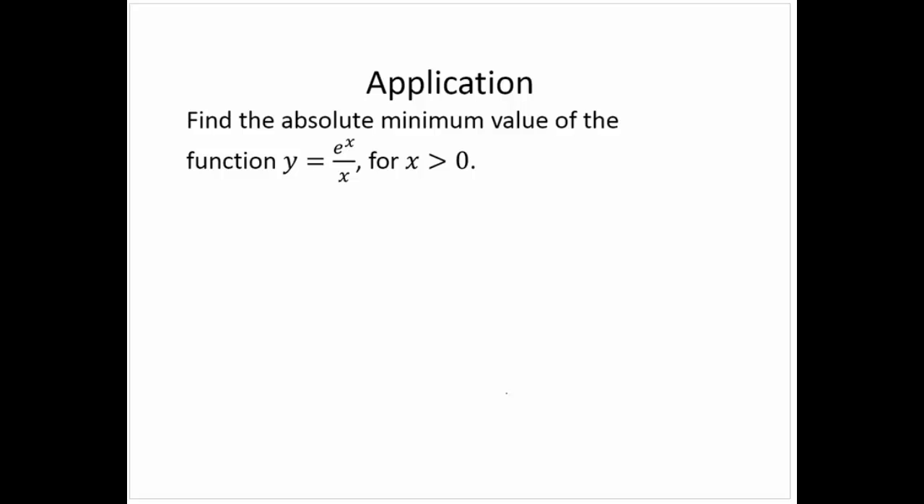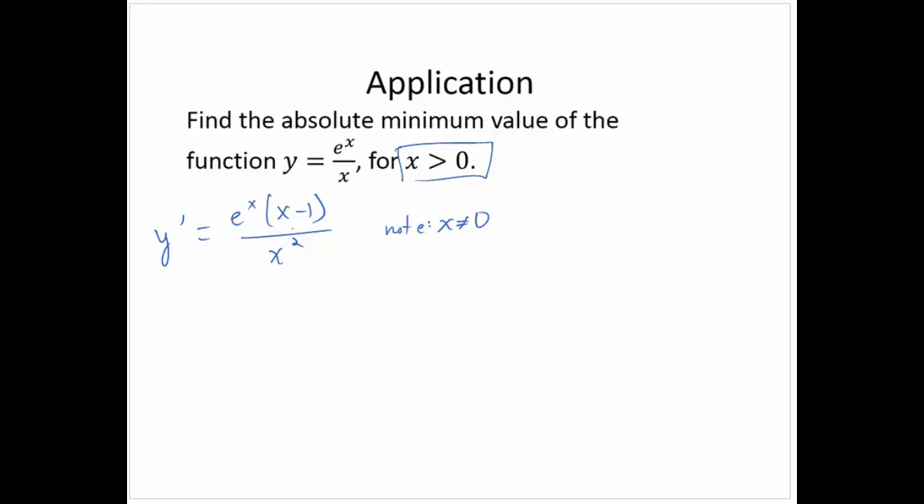Another application. Find the absolute minimum value of the function y equals e^x over x for x greater than 0. Earlier, we calculated the derivative of this function as e^x (x minus 1) over x squared. And from here, we would note, well, first, x cannot equal 0. And notice that's okay because we were only concerned about values of x greater than 0. I mention that because we have the denominator of x squared, and so the denominator cannot equal 0.